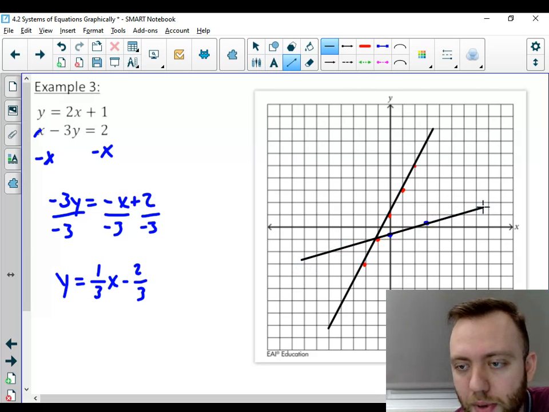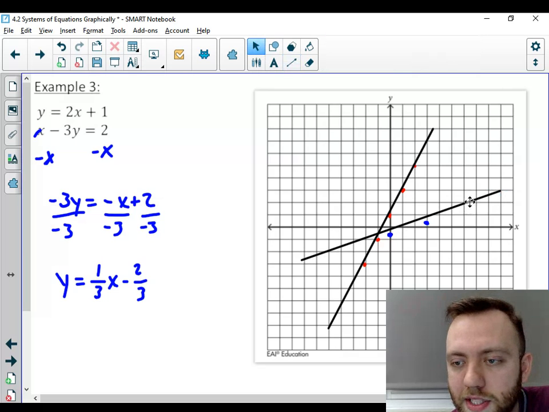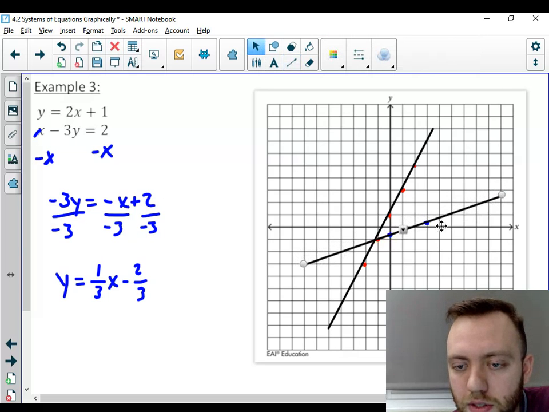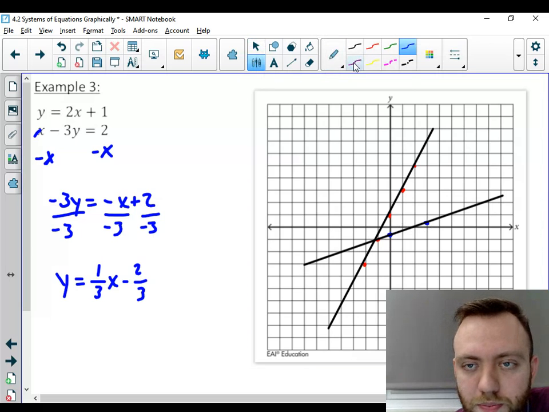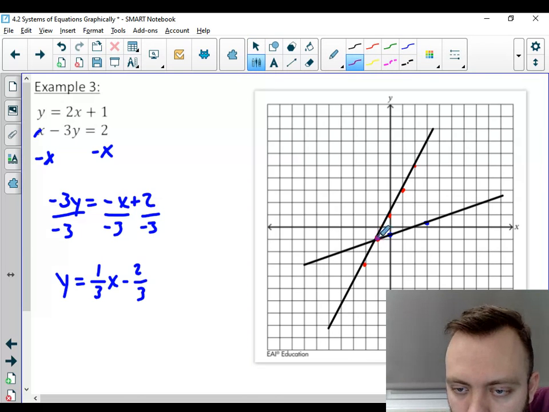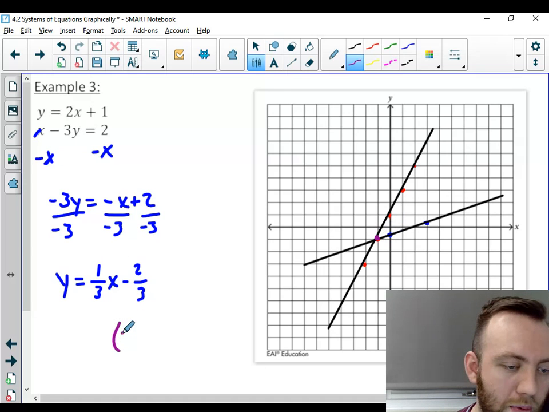All right, we can do our best to graph that. And then I think we could see here where a point is supposed to cross. Right here at negative 2, negative 1. So that would be our answer.